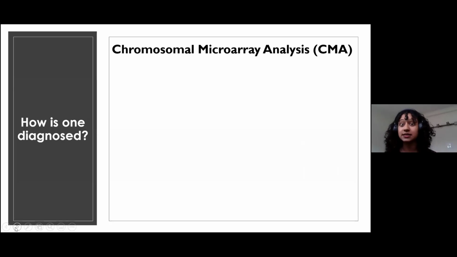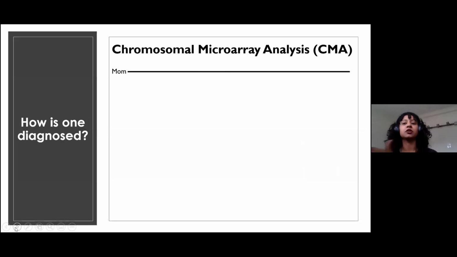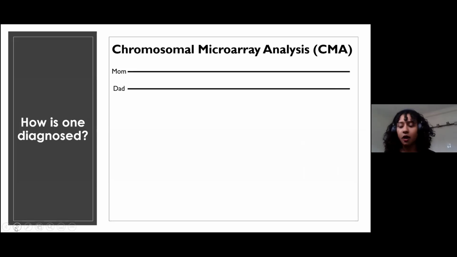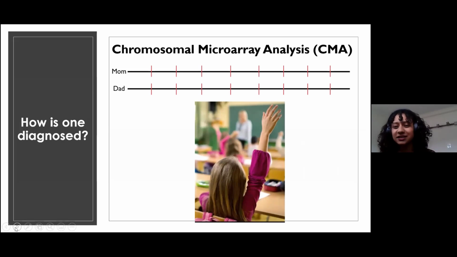So how is a CNV, a copy number variant, diagnosed? It's diagnosed by a test called a chromosomal microarray analysis. And a lot of times you'll hear people just abbreviate that as CMA. And so that's kind of like you take all the genetic material you get from mom and all the genetic material you get from dad, you line it up so it's all aligned, you cut it up into little pieces, and then you take attendance.